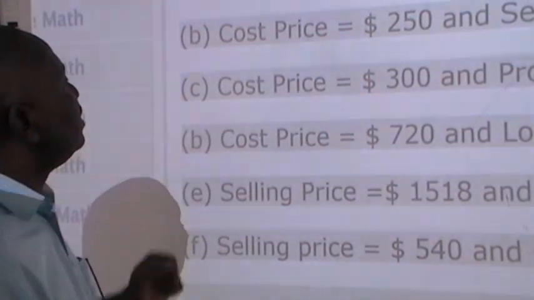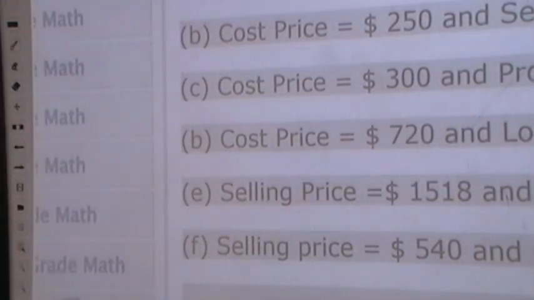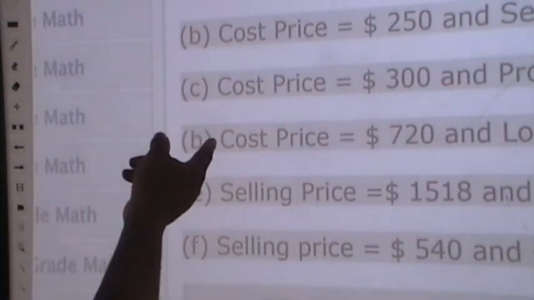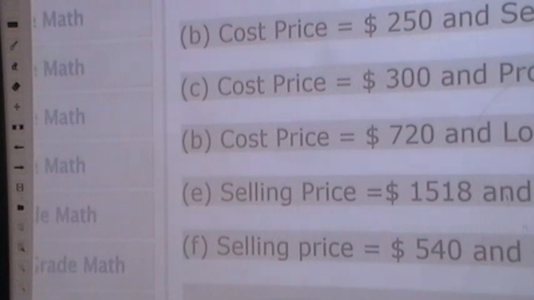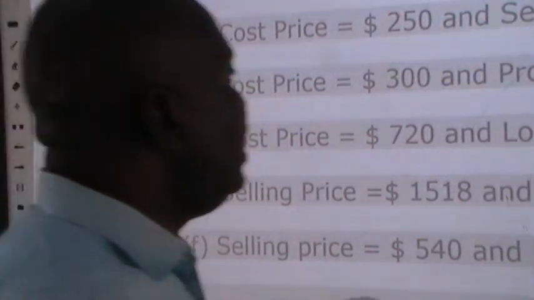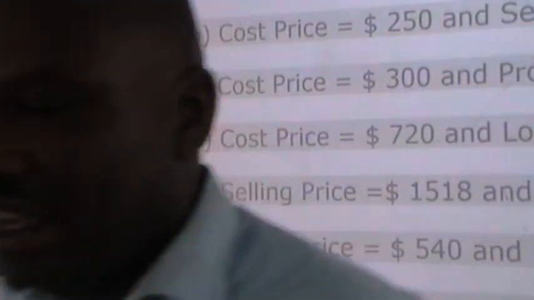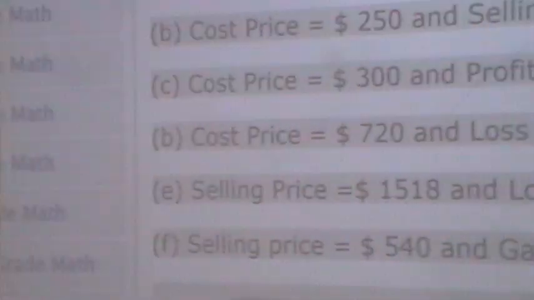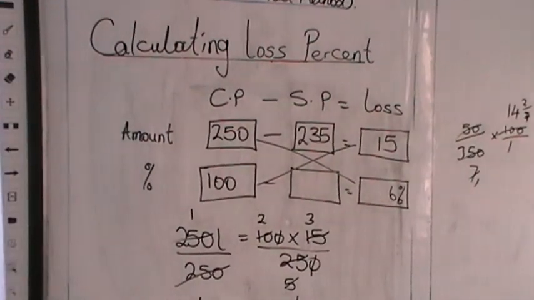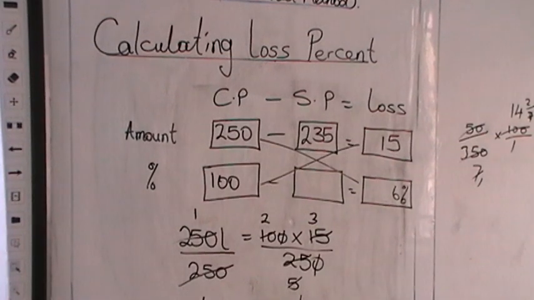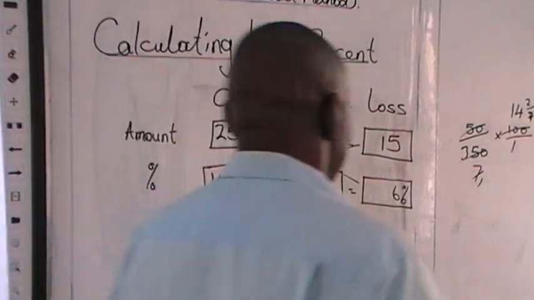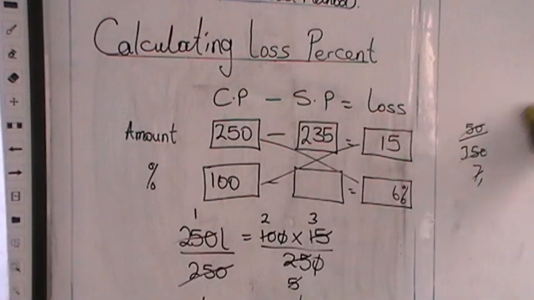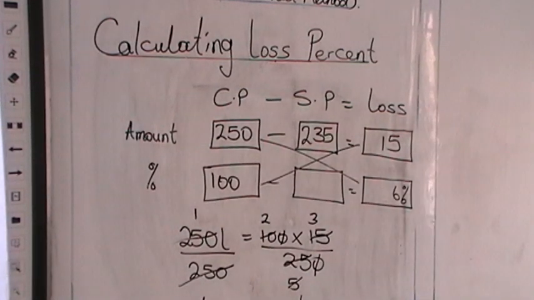Okay, let's try this. Number 1C, cost price is equal to 300 and the profit is 75. Here we are not given the selling price, we are just given the profit. So if this is dealing with profit, obviously our spreadsheet will change from what it's known to be. Maybe we should use this side for calculating profit percent.